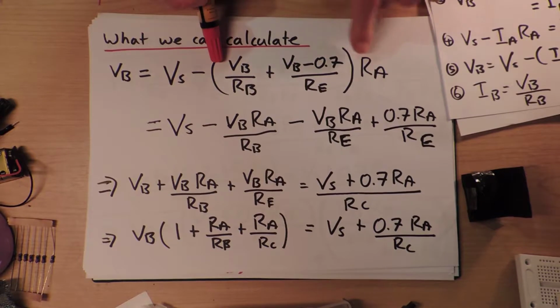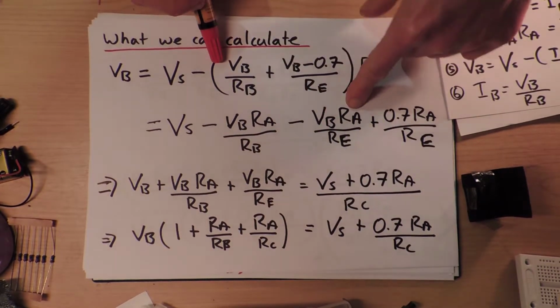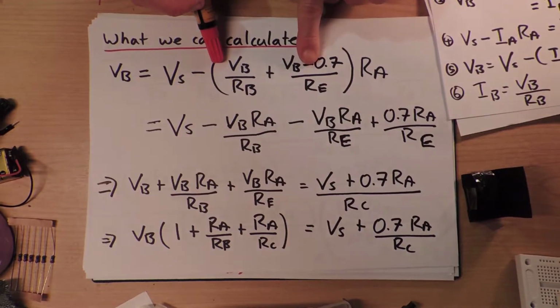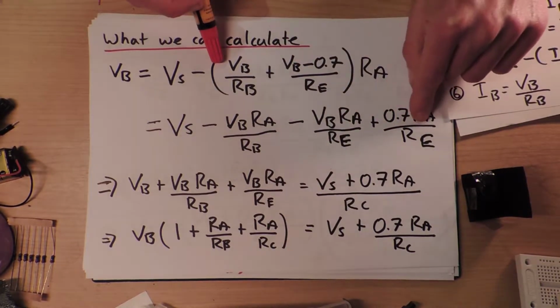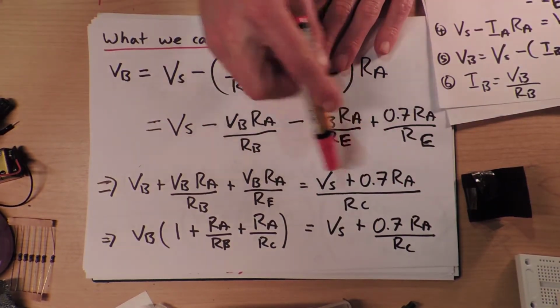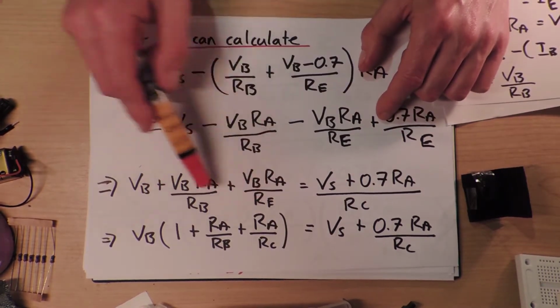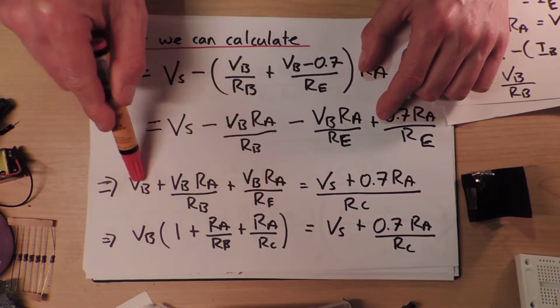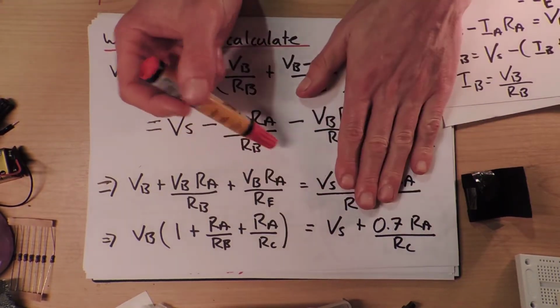So I'm basically multiplying these two terms by RA. I split this into two terms there, so that's RA times this bit and RA times that bit, because I want the two bits with the VB together. And then I've shifted them all over. In this case, I've shifted all the VB terms to one side, and the term that doesn't have any VB in it is on this side.